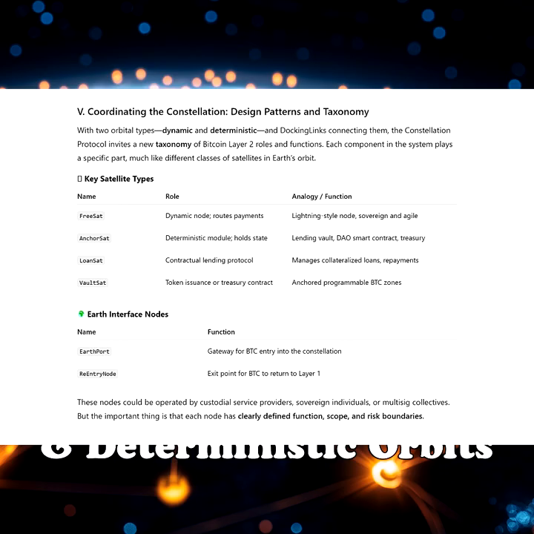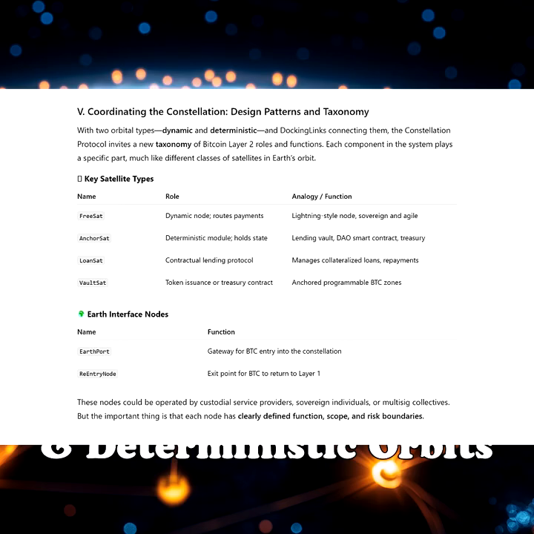Slide, key satellite types. First, let's look at the satellite layer itself. We have several classes of satellites, each with a specialized function. 1. FreeSats. These are dynamic, free-moving satellites. Think of them like lightning nodes, agile, sovereign, capable of routing payments or peer-to-peer interactions without anchoring to any one smart contract zone. They're lightweight, they move fast, and they prioritize flexibility over permanence.